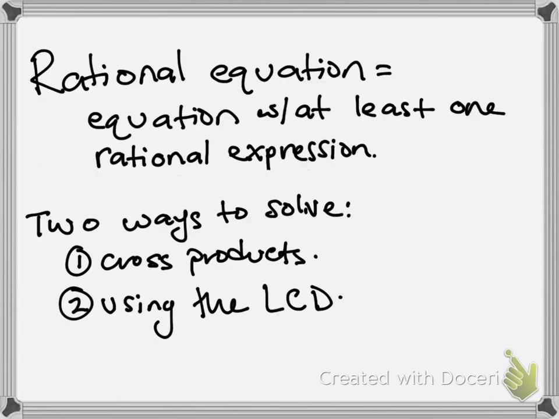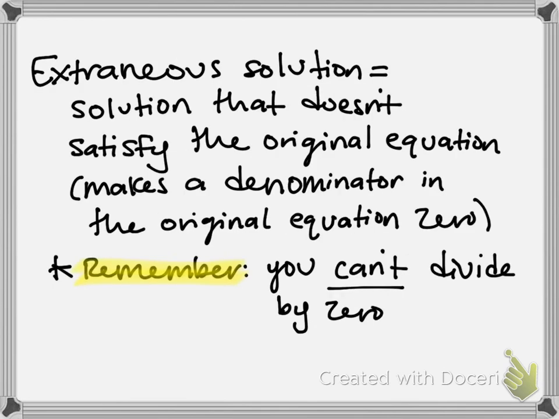A rational equation is an equation with at least one rational expression. If you will remember from a few lessons ago, a rational expression is a fraction with at least one variable in the denominator. So there are two ways to solve rational expressions. We can use cross products, and we can also use the LCD. LCD stands for least common denominator.